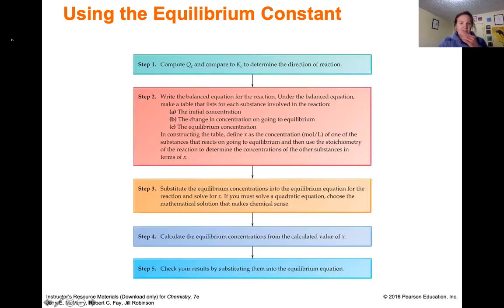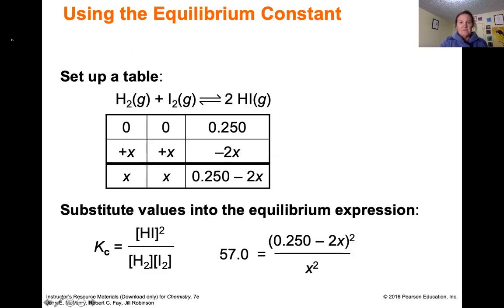So you can look at the flow chart in the book. I think logically you'll find your own way to do these problems. You can do them in terms of Q. It's not necessarily necessary, especially in this problem, because if you only start out with product, then the reaction has to go backwards, because Q is going to be infinity.